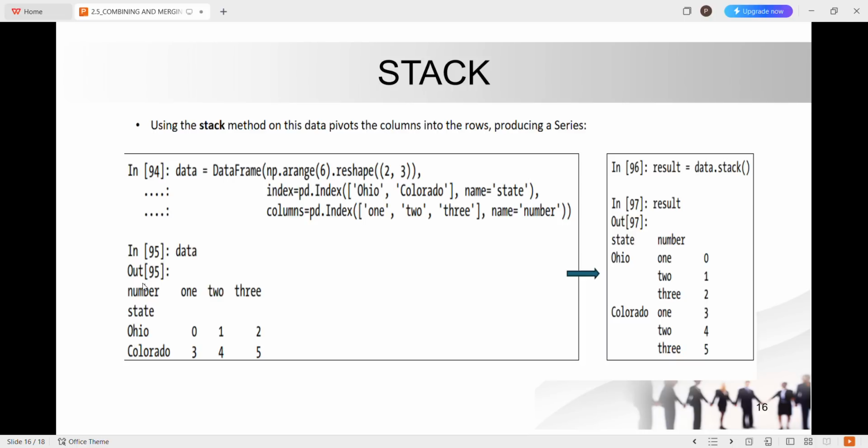Now I am going to apply the command called stack, data.stack. I already told you it converts the columns to rows. So what is the column which is existing? Whatever data is present under Ohio, this row of 1, 2 and 3 is going to be converted into a column. Similarly for the next state, again this row is going to be converted to a column, making your data frame taller.